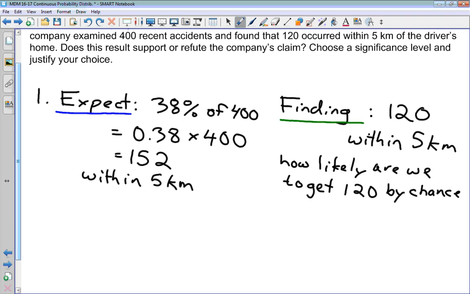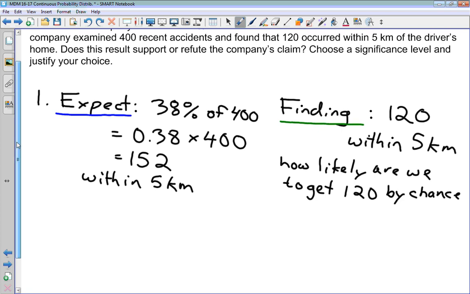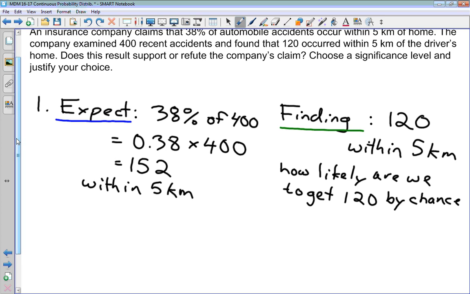Okay. If there's a low probability of us getting this by chance, then our result is significant. If it's a high probability, if we're really likely to get this just by random chance, then our finding probably is not significant. So the probability that we're going to find is the probability that x is less than 120. How likely are we to get a result as low or lower than 120 if we should have gotten 152? And we choose below 120 because 120 is below our expected value of 152.